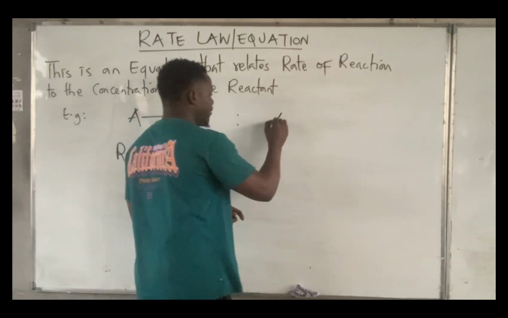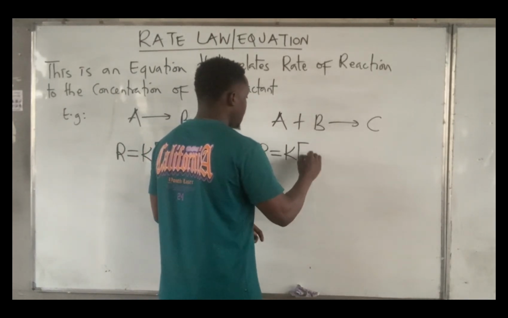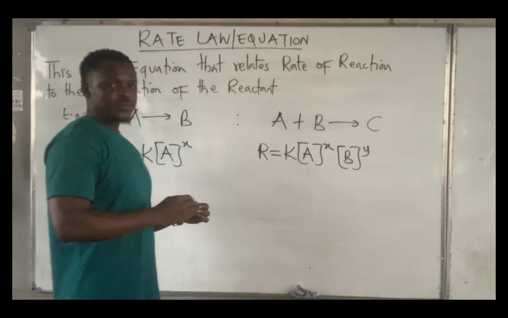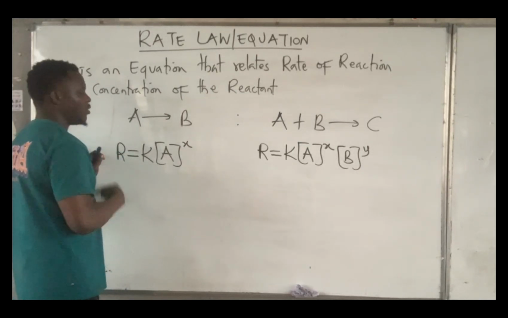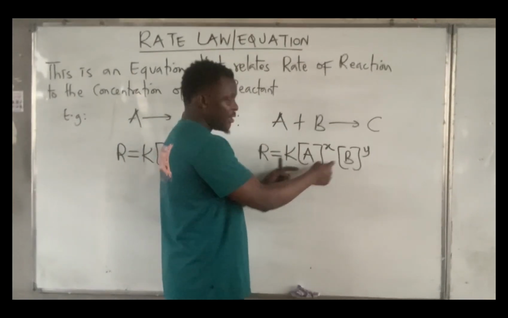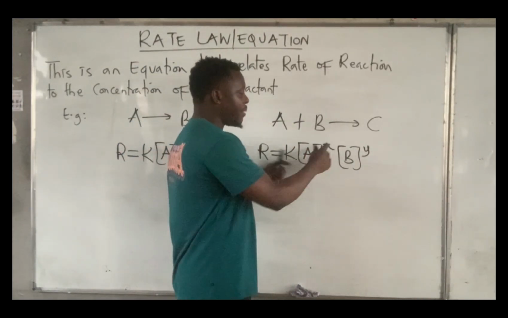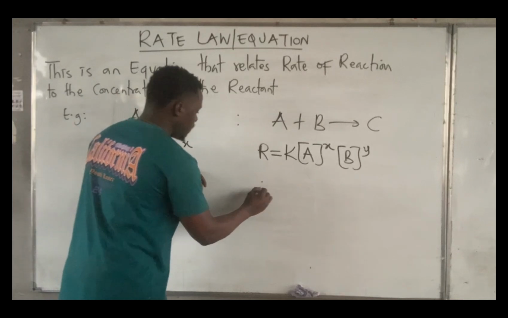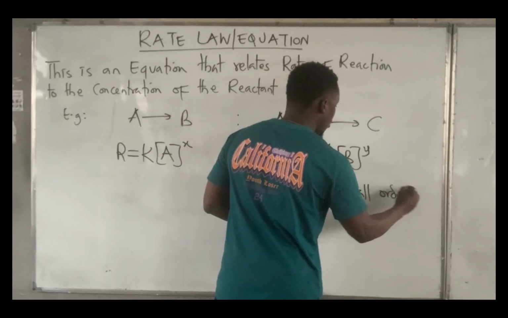What if the reaction has A plus B giving us C? The rate law would be R equals K, A raised to the power of X and B raised to the power of Y. This X is the order of the reaction with respect to A, and Y is the order of reaction with respect to B. If I sum up these powers, X plus Y equals the overall order of reaction.